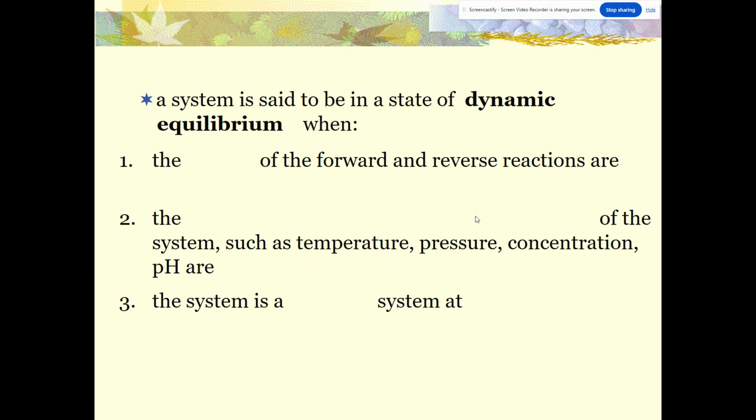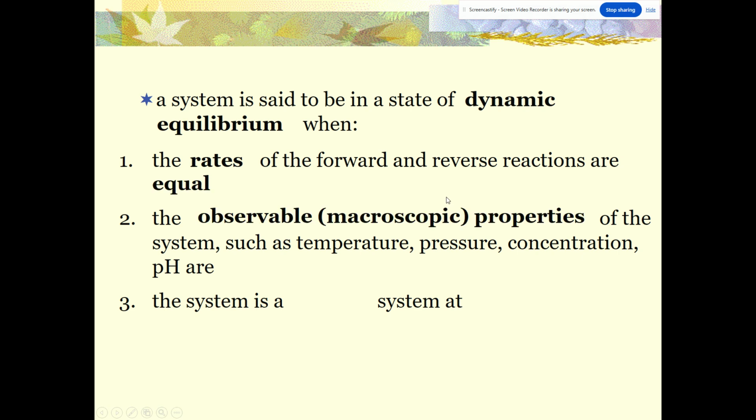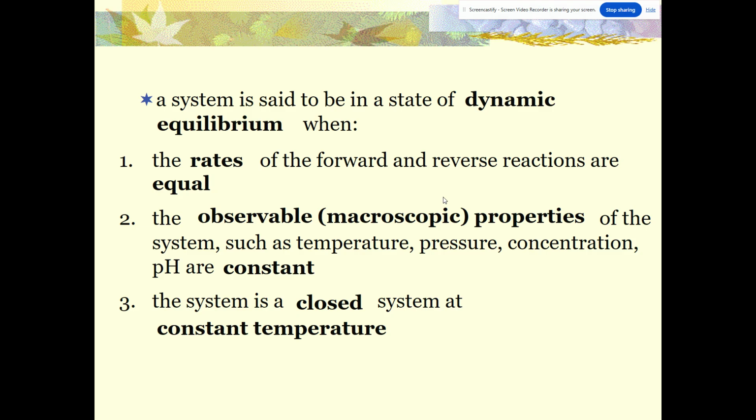Now, a system is said to be at a state of equilibrium when three properties are true. First of all, the rates, again, are equal. The macroscopic properties, such as temperature, pressure, concentration, and pH, are all constant. And the system is closed at a constant temperature, or we could also say it's isolated. So we're not adding any more substances to the system. We're not changing the temperature.